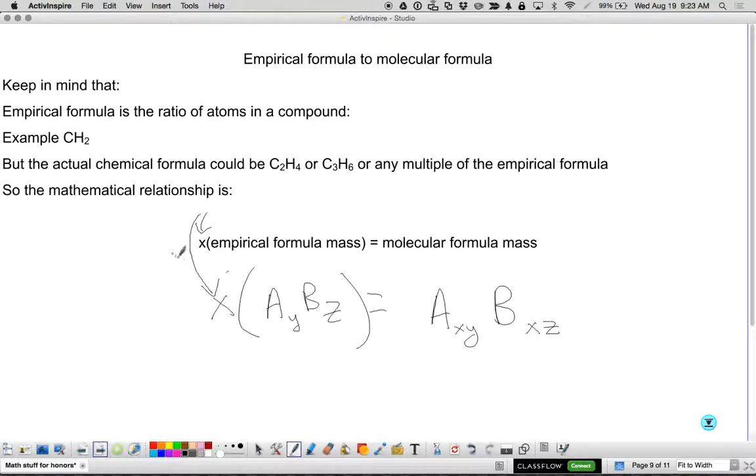So like if I did this for, say, this compound, x is going to be 2 times CH2, and that's going to give me C to the 2 times 1, which is C to the 2, and H to the 2 times 2, so that's 4. So C2H4, okay? And you would expect the molecular formula of C2H4 to have double the mass of the empirical formula CH2.